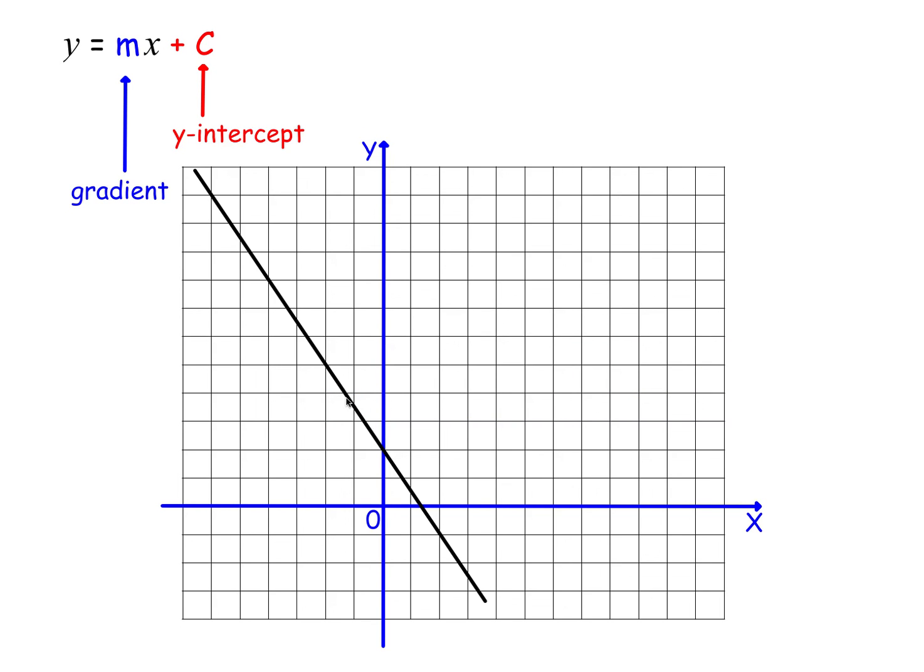Here's a case with a negative gradient. It's hitting here at 0, 2, so the y-intercept is 2, c is 2. Gradient, 6 on the vertical here, and it's -4 on the horizontal. 6 over -4 is -3 over 2. M becomes -3 over 2, and the c is at 2. That's the equation of the line.